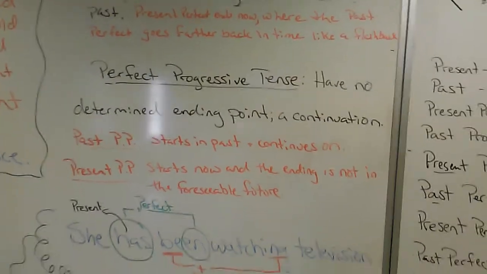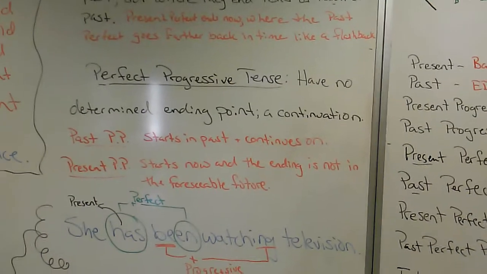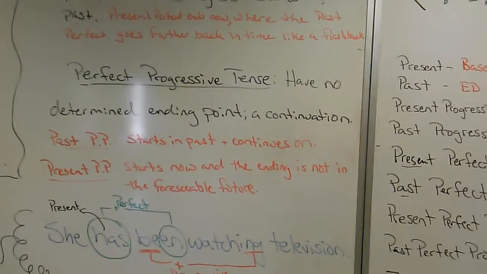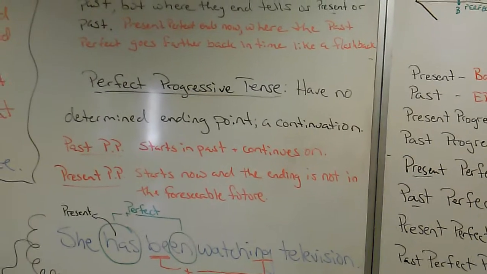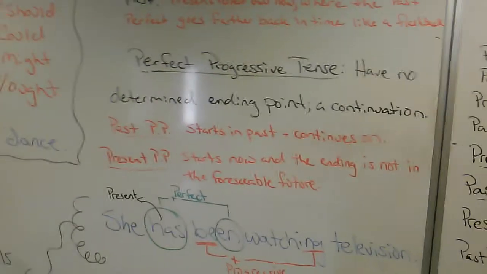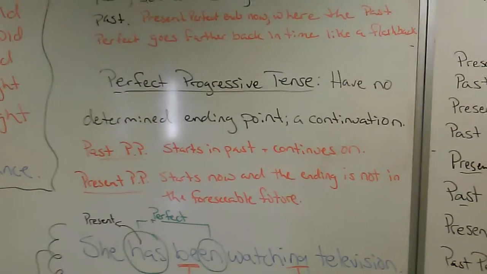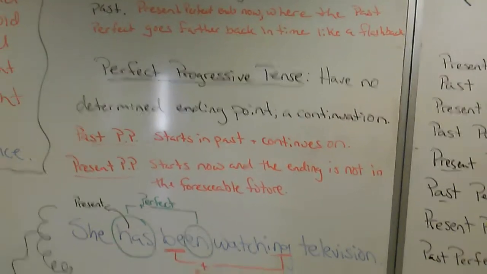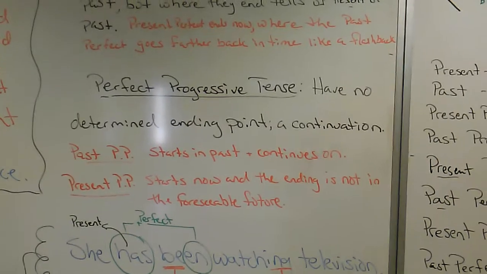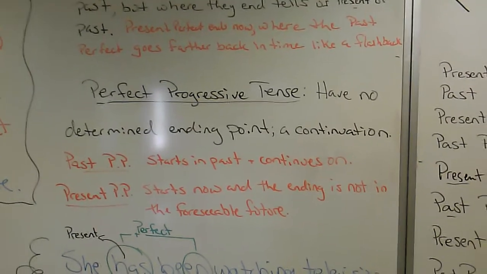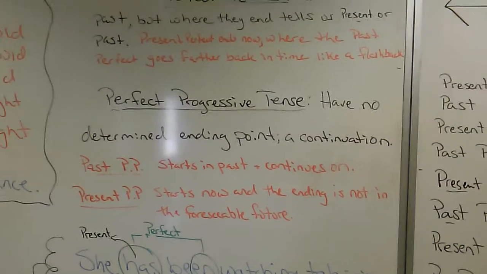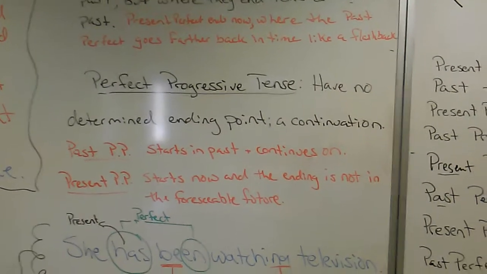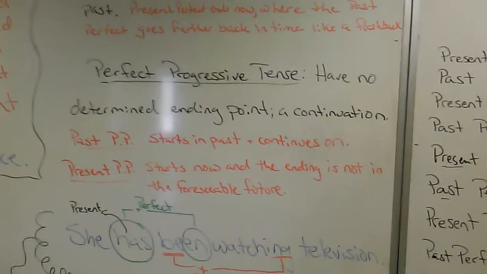The present perfect progressive tense. The perfect progressive tense, man, killing myself today. Guys, they have no determined ending point. It's kind of like a continuation. The past perfect progressive tense starts in the past and then it continues on. Kind of like, if someone's waiting for you and then something else continues on from there. Okay? The present perfect progressive tense starts now and the ending is not in the foreseeable future. It's kind of continuing on.